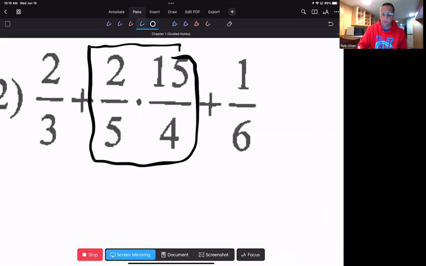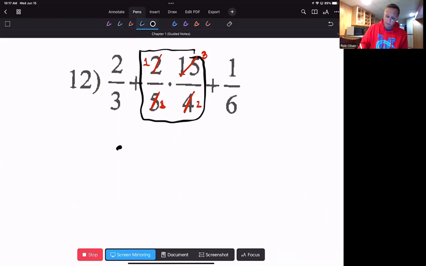And I'm going to do some cross canceling, which is a good thing to practice every time you see it. But I noticed that 15 and 5 are both divisible by 5. So I can turn that into a 3. 15 divided by 5 is 3. 15 divided by itself is 1. And we can divide 2 and 4 by 2. So 2 divided by itself is 1. And 4 divided by 2 is 2.